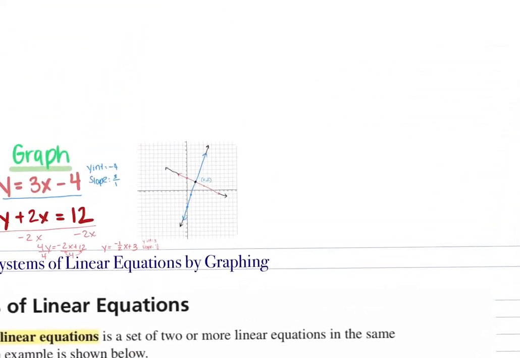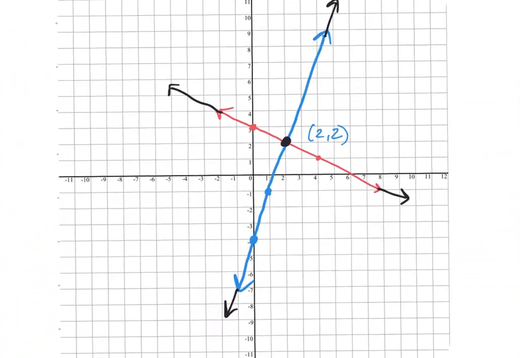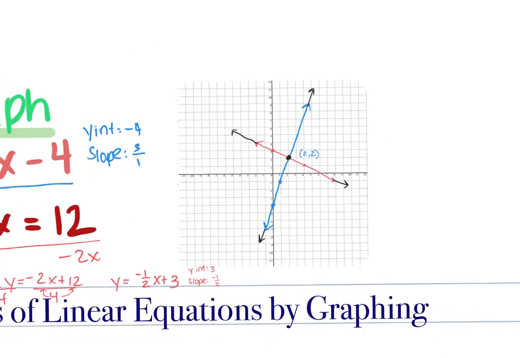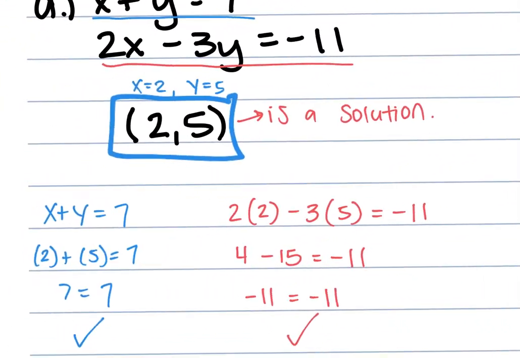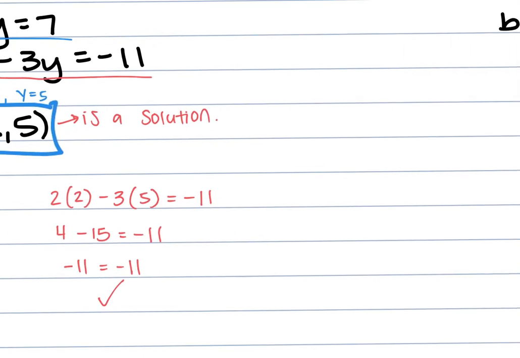Do you see how the point that we found, the intersection point, 2 comma 2, was part of both lines? It goes through the blue line and it goes through the red line. That is what we just found. We found a solution. We found the point where both of those lines intersect. Questions so far? Okay, let's do B.